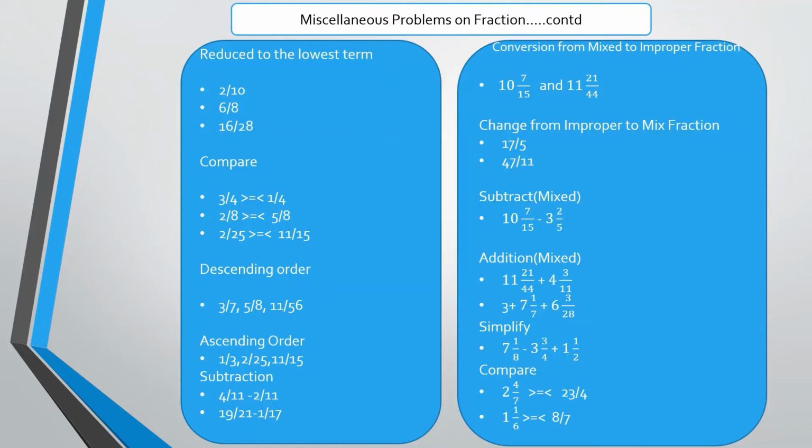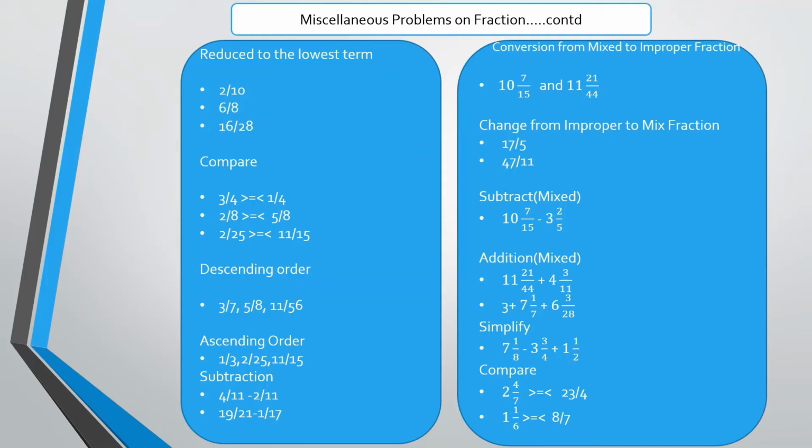Then we'll also be learning comparison of different fractions. It can be like fractions, it can be unlike fractions, and how it is possible to compare different types of fractions and decide which one is bigger, which one is smaller, whether they are equal to each other. We'll also be discussing descending order of different fractions and then ascending order of different fractions.